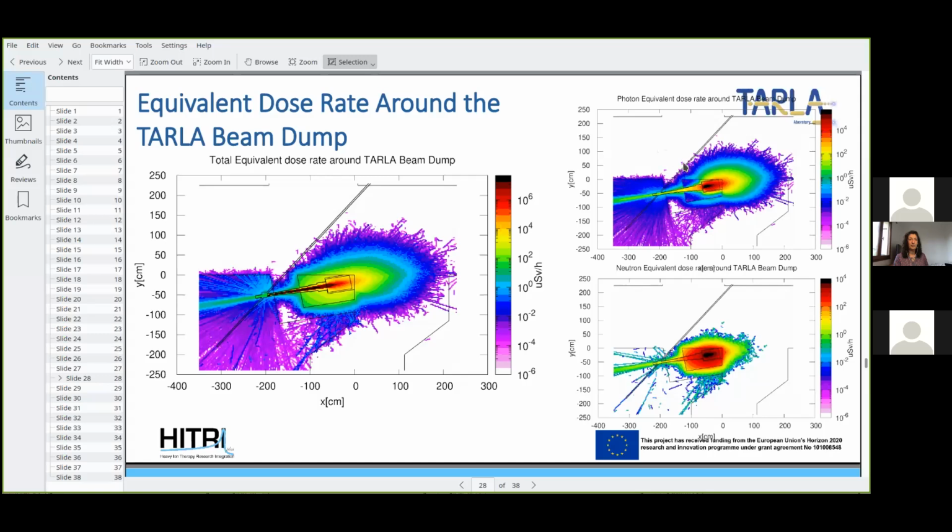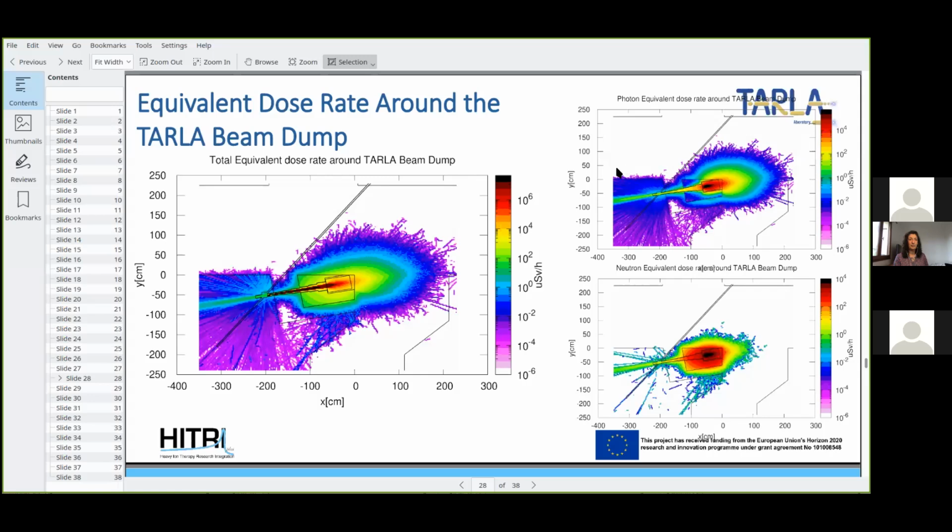At the end, we chose 60 centimeters of lead and 60 centimeters of concrete in this direction and 30 and 30 in this direction. We have a little bit of dose rate here, but we decided not to do anything about it because this place is foreseen for cooling tanks, water cooling tanks, and it will be inaccessible anyway. So this little bit of higher dose here is not an issue.